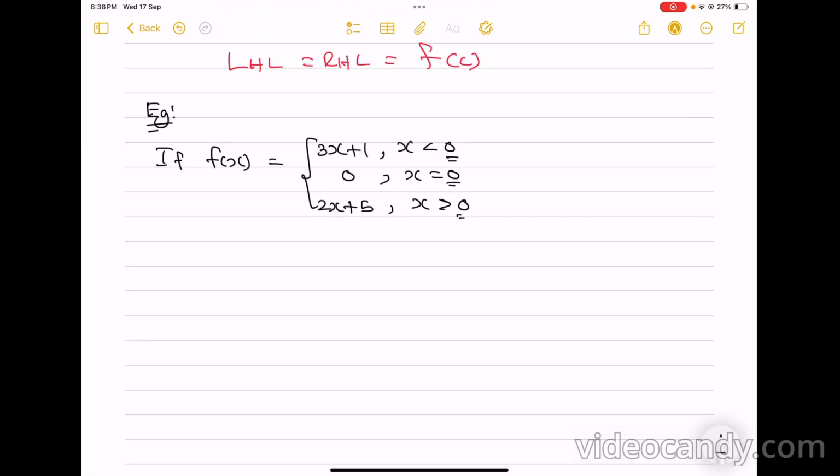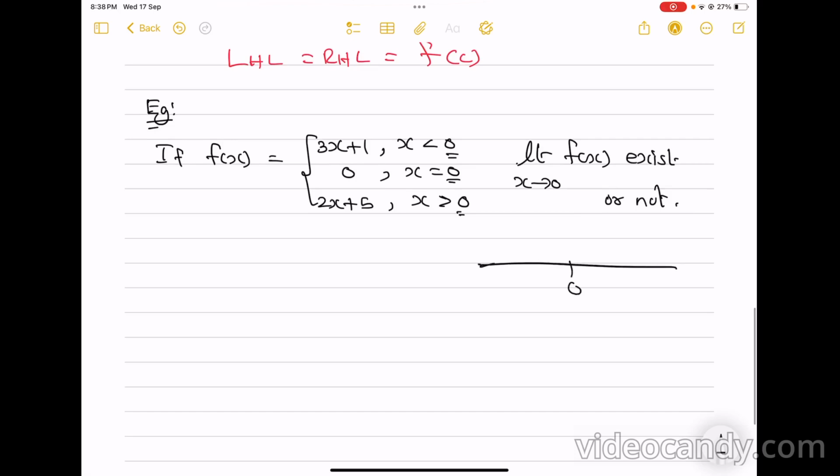You are going to check whether limit x tends to 0 of f of x exists or not, and then you can check whether it is continuous or not. So to check whether it exists, your left hand limit and right hand limit are supposed to be equal. In this question, on the left hand side of 0 you have the function 3x plus 1. On the right hand side of 0, that means when x is greater than 0, you have the function 2x plus 5. So there are two different functions.